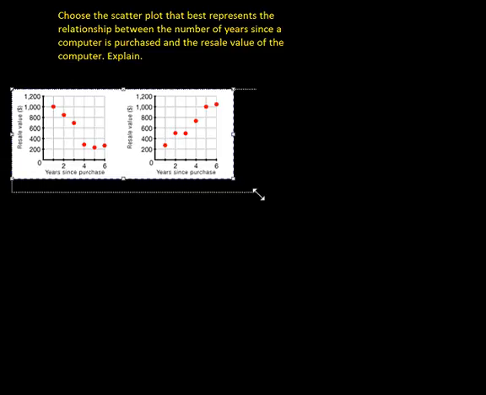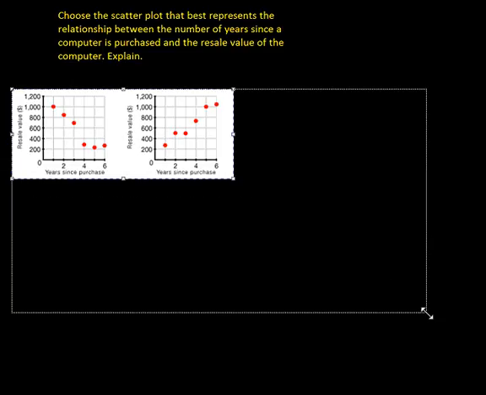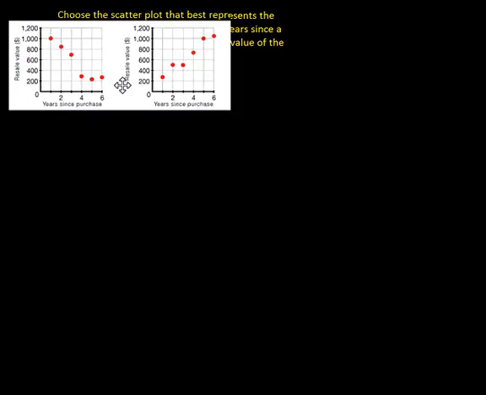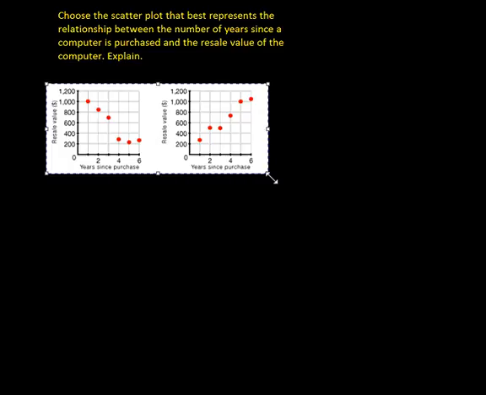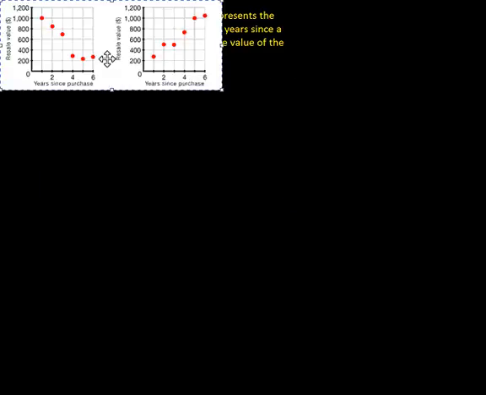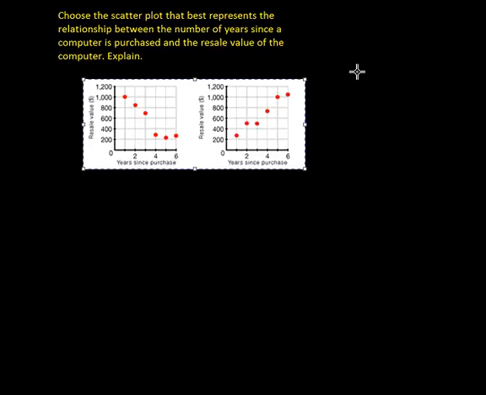So we are given these two scatter plots, and we're going to see if one of them actually makes sense. We already said that over time, the price of the computer is going to go down. So I'm just going to leave it back at its original size. The way to really think about this problem is to say the price of the computer is going to go down over time, or as time goes on. So looking at these two charts, we have resale value on the vertical axis and years since purchase on the horizontal axis.